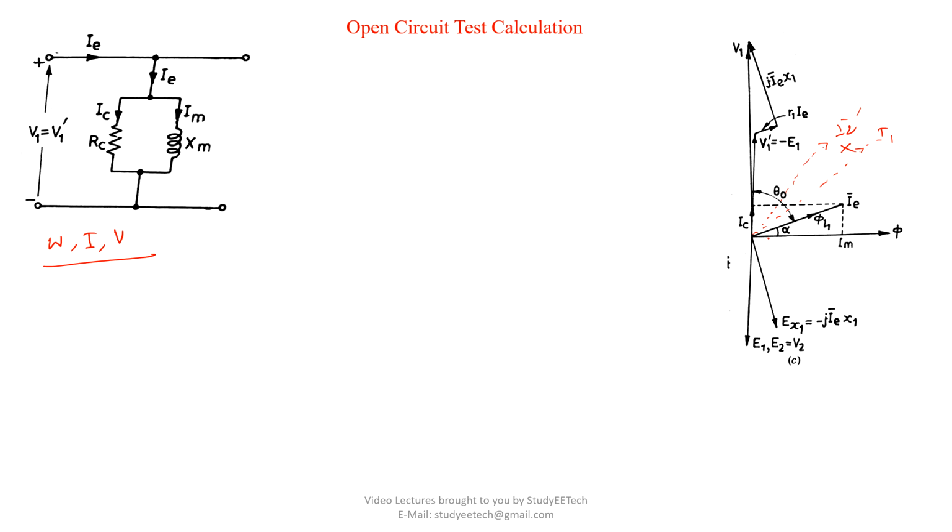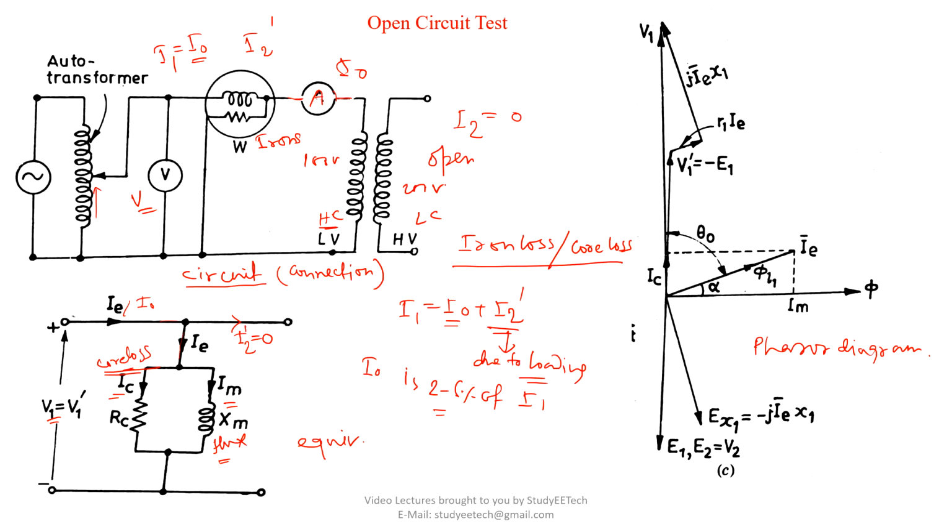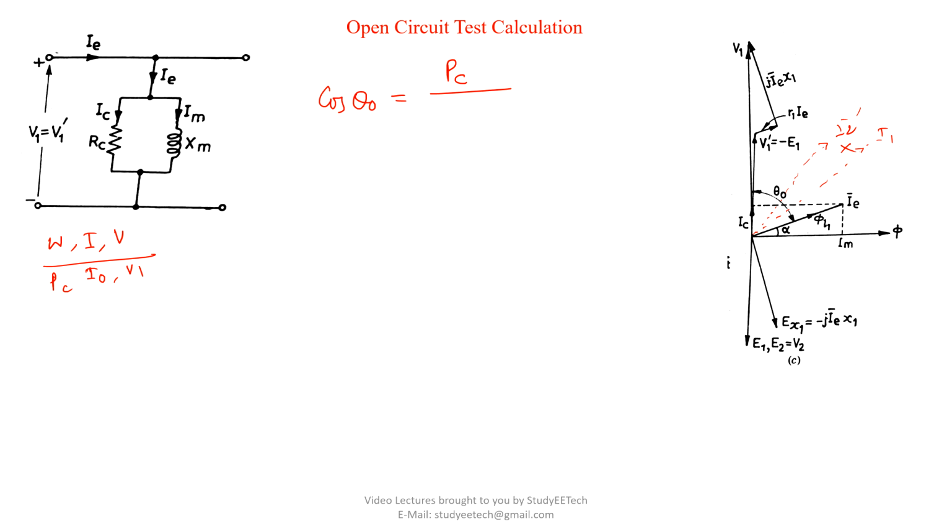So from these three readings, for the calculation part, this angle, cos theta, cos of theta 0 can be written as PC, the wattmeter reading PC, divided by I0 and V1. Well, what happened? Let me change it.